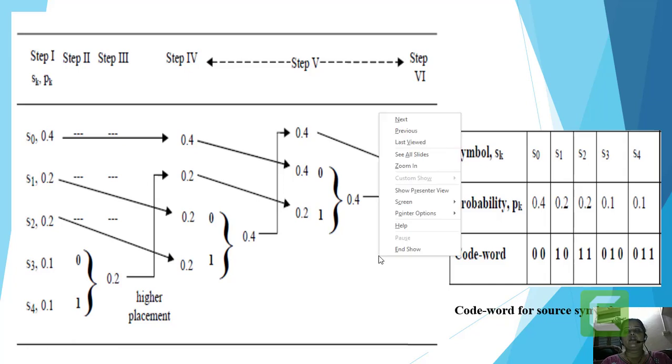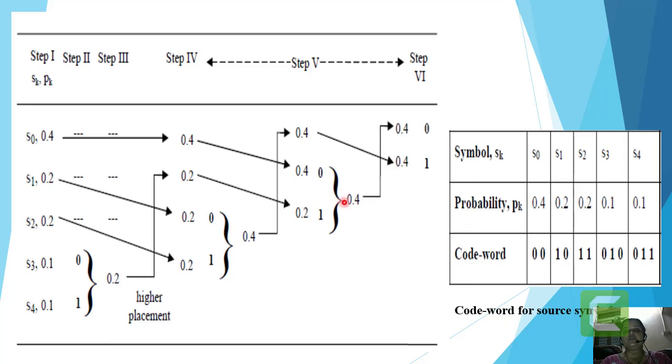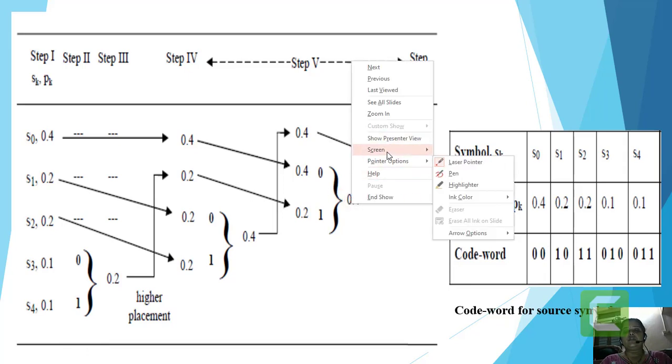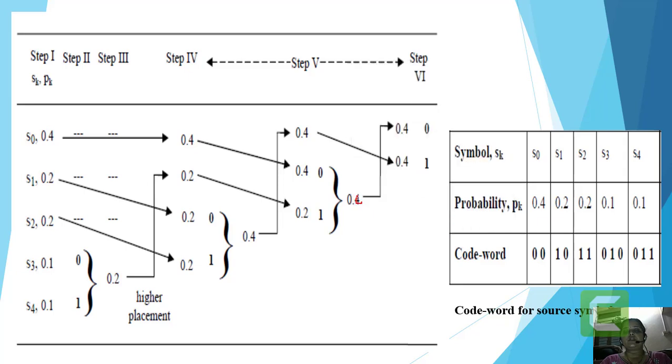So let's make a correction over here. It should be 0.6, friends. It should not be 0.4. So let me do the correction over here. Sorry for that mistake. It should be 0.6. So this 0.6 and 0.4.